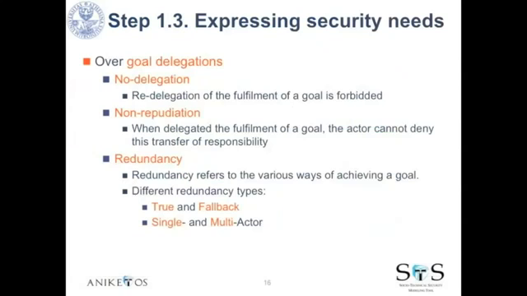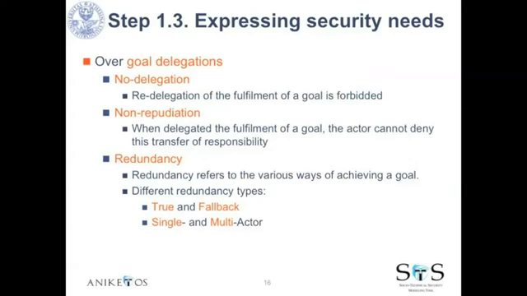Once we have done the modeling and captured all the stakeholders and their interactions, as I said, the important aspect is that of expressing security needs regarding these interactions. And importantly, here in the social view, we allow for expression of security needs over goal delegations. And here I'm going to introduce the three different types of security needs that we support for the time being.